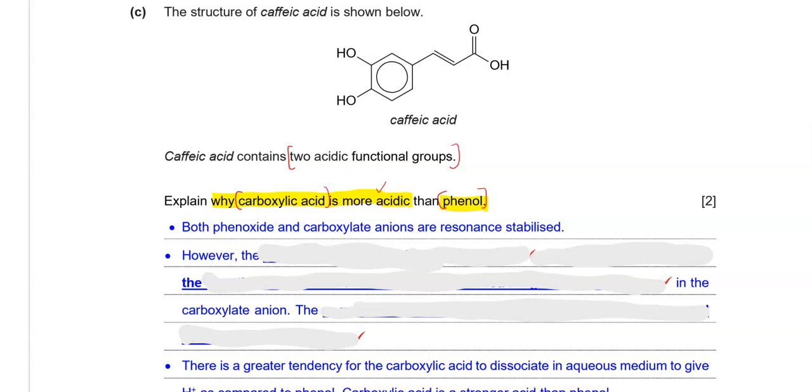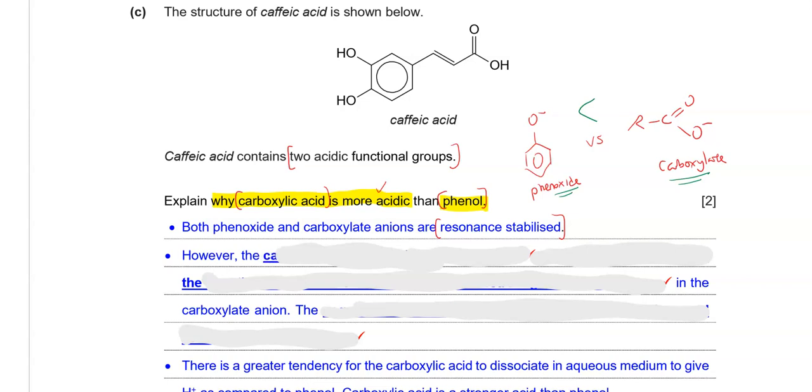In this case, both phenoxide and carboxylate are resonance stabilized. So again, we are looking at the conjugate base. The concept of acidity is always on the stability of the conjugate base. So your phenoxide ion is the conjugate base of phenol, and a carboxylate anion is the conjugate base of your carboxylic acid. Both of them have resonance stabilization. So again, now it's the comparison, which is more stable. In this case, carboxylate is more stable than phenoxide.